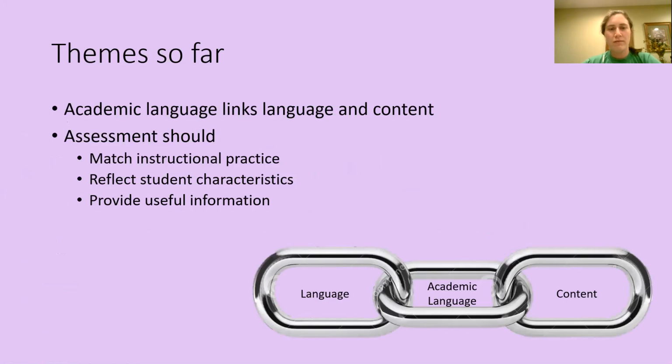So far, we've learned about academic language and how it links language and content. And we've also learned that assessment should match the instructional practice. So the tasks that you use in your classroom should be the tasks that you use for constructing the items on the test. And the assessment should also reflect the student characteristics, so they should not be biased, and they should not include linguistic and sociocultural information that the students would not be aware of.